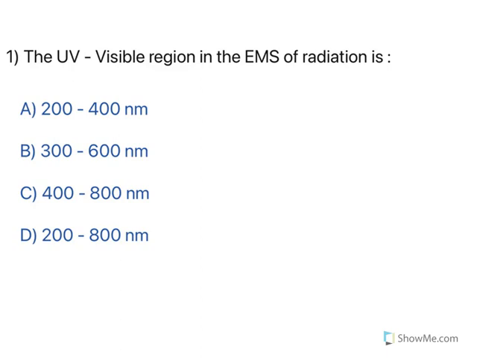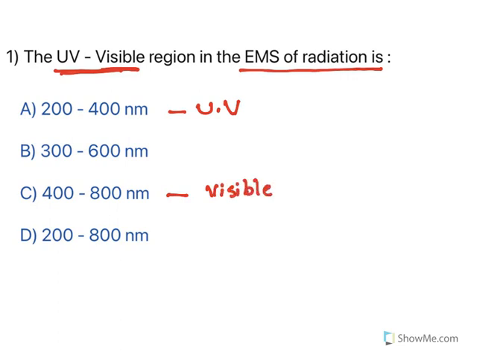Let's get into the topic. Now, the UV visible region in electromagnetic spectrum of radiation is. Understand the question. The question is about the UV visible region. Now 200 to 400 relates to UV region only. Now 400 to 800 relates to visible spectra only. So the question is about the complete spectrum of UV and visible. It includes 200 to 800 nanometer. So the answer here is UV visible encompasses 200 to 800 nanometer.